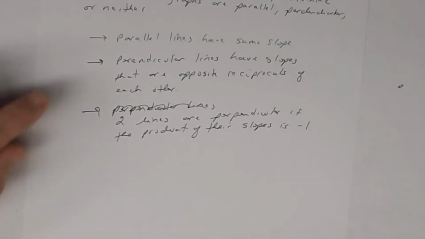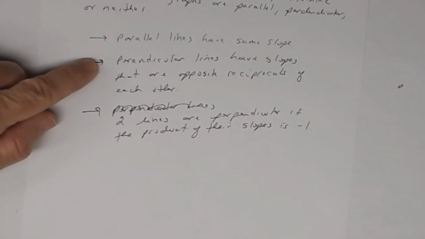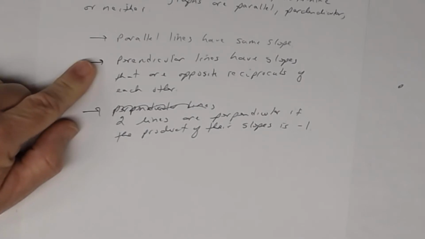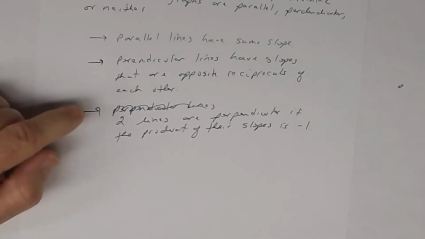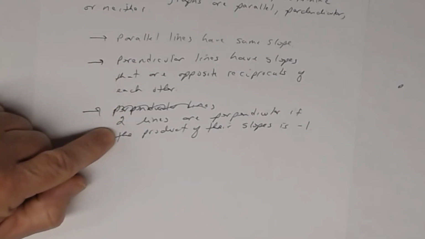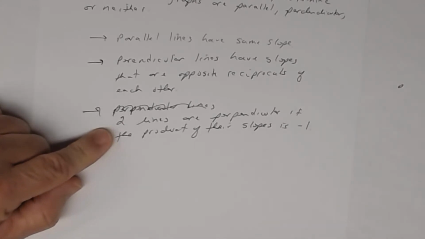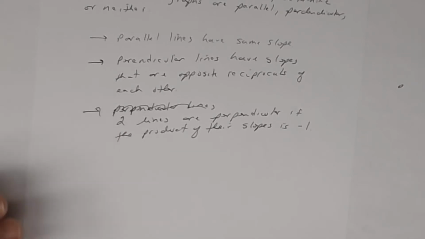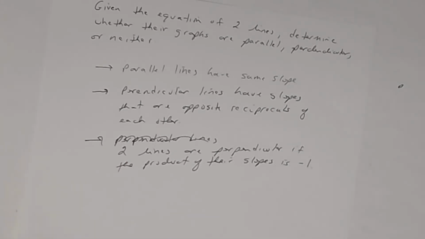Okay, so parallel lines have the same slope. Perpendicular lines have slopes that are opposite reciprocals of each other. Another way of saying that is that two lines are perpendicular if the product of their slopes is -1. All right, so now we're ready to do some problems. Okay, so let's look at number 1. So here's number 1.